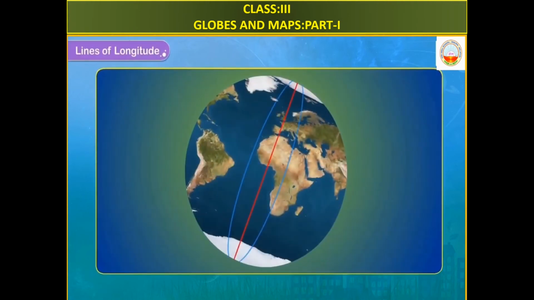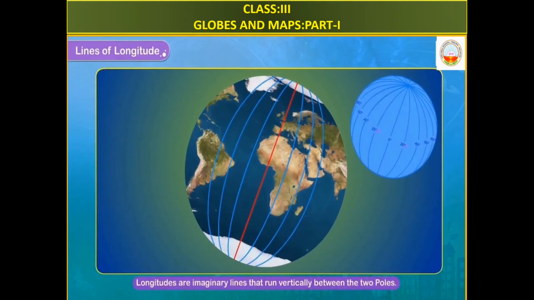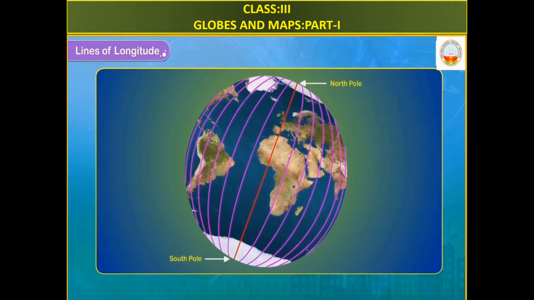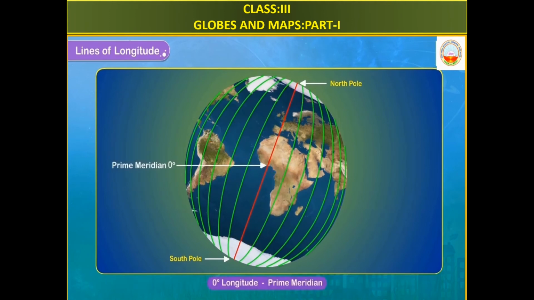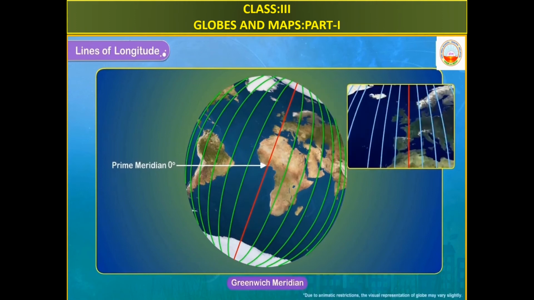Let us see lines of longitude. Longitudes are imaginary lines that run vertically between the two poles. Unlike latitudes, the distance between the longitudes is maximum at the equator and minimum at the poles. 0 degree longitude is called the prime meridian, and it is also called the Greenwich meridian because it passes through a place named Greenwich near London.